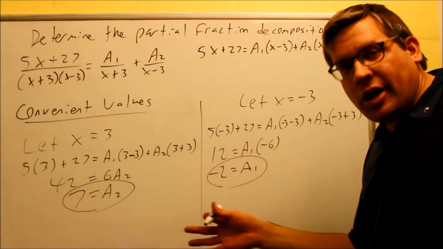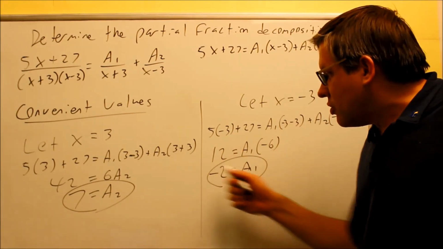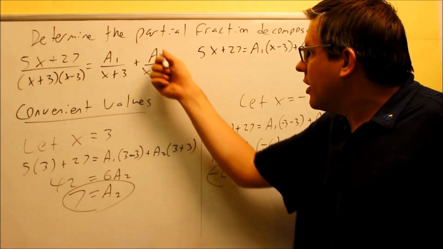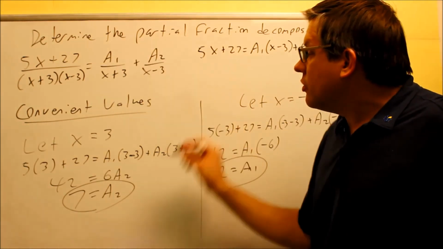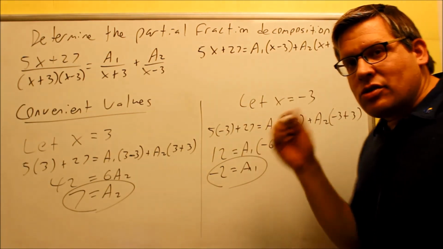So I would write my answer exactly the same as I talked about before with the equating coefficients method. You're just going to plug both of these back into here, remove the a1 and the a2 and replace them with these numbers. And that's basically how you can write that as a decomposed fraction.